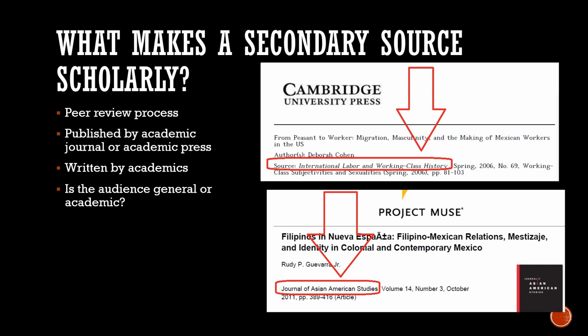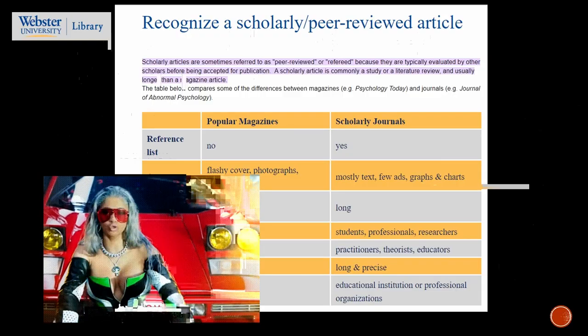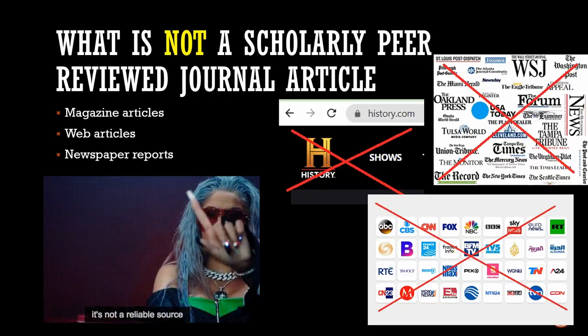Another way to decipher whether or not a source is academic is to think about who the audience is. If it's a magazine article from National Geographic or Forbes magazine, those are articles that are usually written for general audiences. These are not articles that are written for academics or researchers. So in that case, if you come across a reading like that, the chances are that it's not an academic or peer-reviewed source. So again, I want to cover what is considered a scholarly peer-reviewed source.